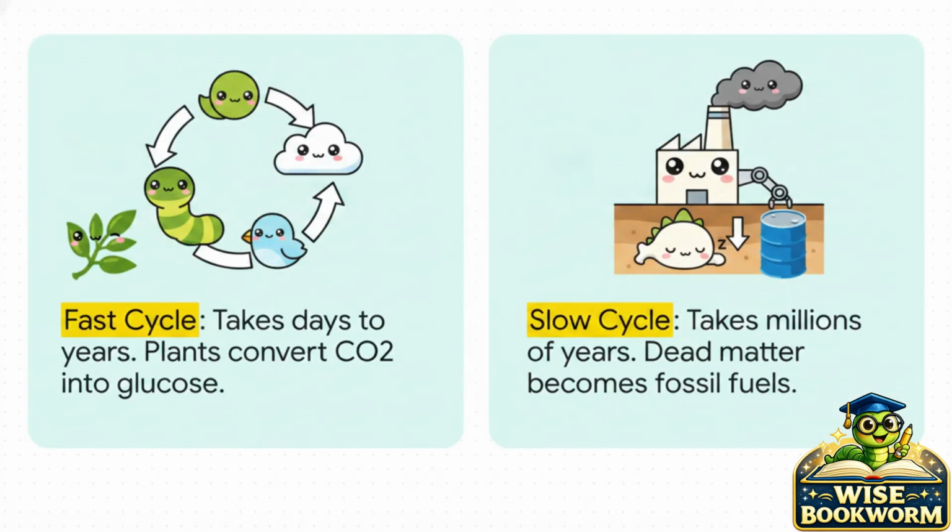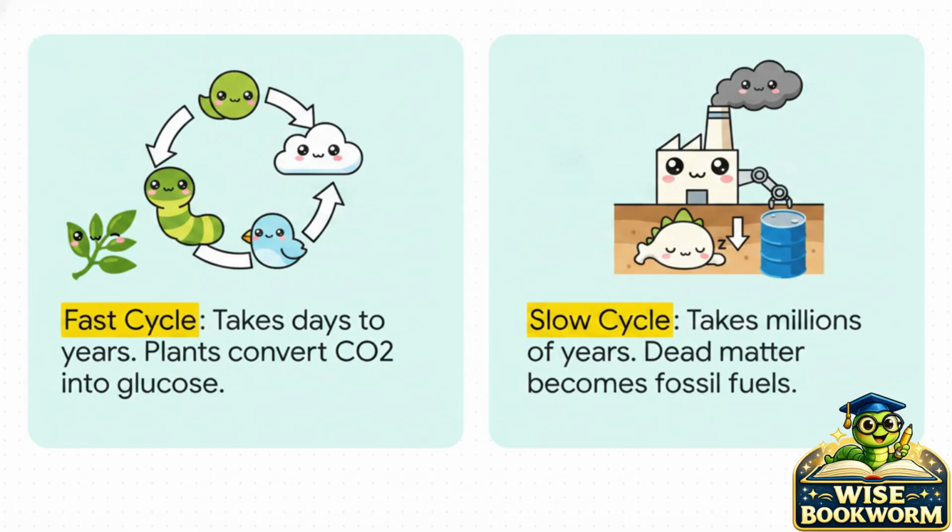Let's zoom in on the carbon cycle for a second, because it actually operates at two totally different speeds. The fast cycle is what's happening right in your backyard right now. Plants breathing in CO2 to grow leaves, caterpillars munching those leaves, birds eating the caterpillars and breathing CO2 back out. That takes days, maybe years. But the slow cycle, that takes literally millions of years. Dead plants and marine life get buried deep in the geosphere, slowly compressing into fossil fuels.